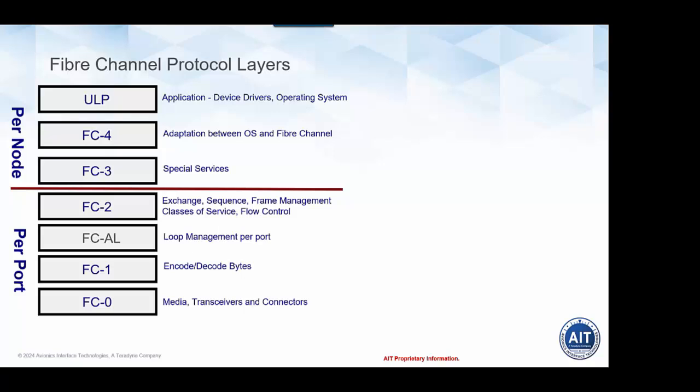The lower half of the layers, so FC0 up to FC2, think of those as happening in the context of a port at a node. And then from FC3 and up, the context of those layers of the protocol is the whole node or the whole end device. So those upper layer protocols may specify how to use and utilize more than one port within a node.